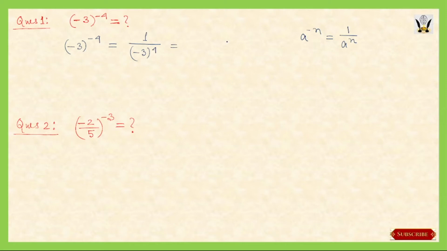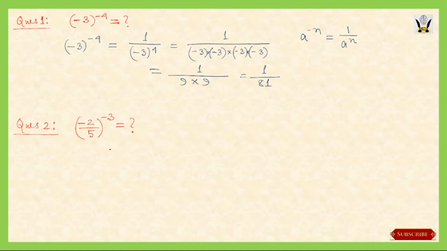Now minus 3 to the power 4 means minus 3 has been multiplied 4 times. So when minus 3 is multiplied with another minus 3, that will give us 9. And when minus 3 is multiplied with another minus 3, that will also give us 9. So we can write 1 divided by, minus 3 multiplied by minus 3 gives 9, and then minus 3 multiplied by minus 3 gives another 9. So in the denominator it will be 9 multiplied by 9, which is 81. So the final answer will be 1 by 81.